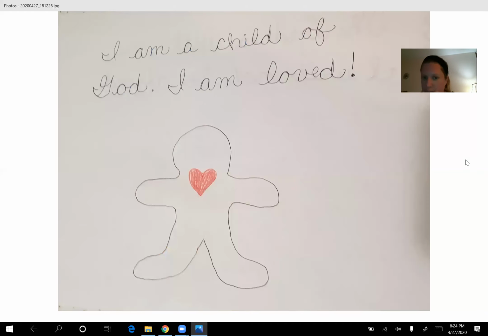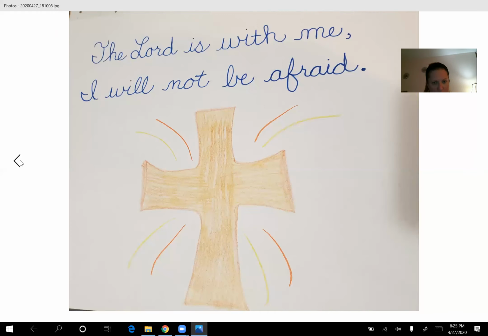That was the one I did yesterday. I am a child of God. I am loved. And then that's like our little logo for our Holy Family. So let's just go back up and look at the cursive really quick. This capital T is not connected. You could connect the L in Lord. Okay. And I'm looking at what other capital letters. Got a comma here. Capital I. And period at the end. So you can connect the L and Lord, or you don't have to.